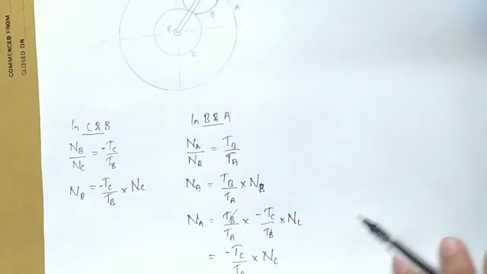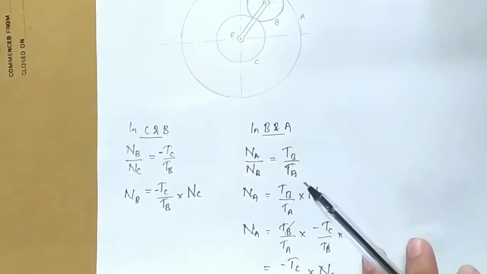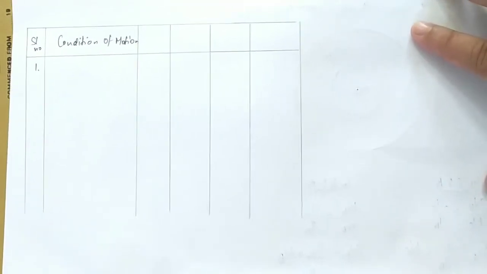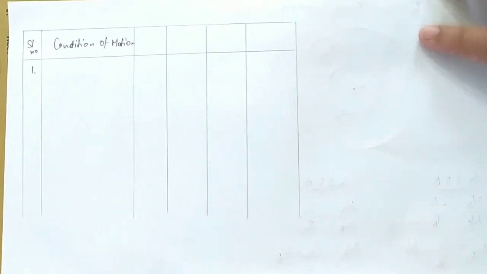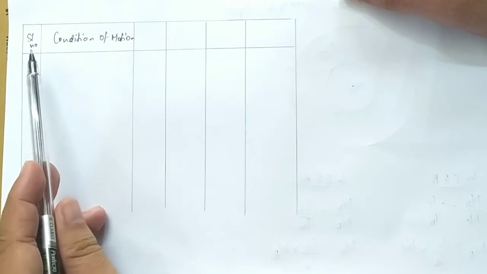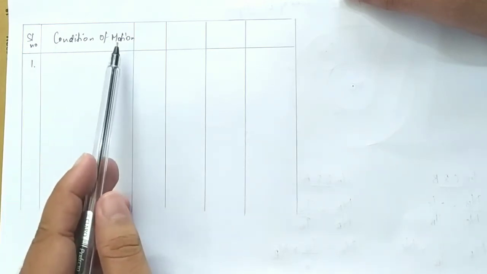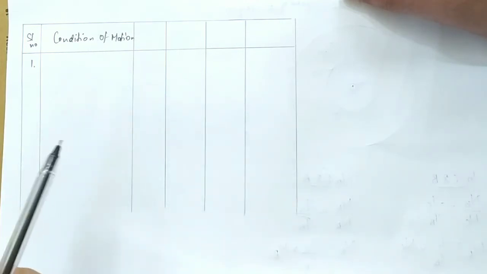So next thing is you have to form a table. Since this is the tabular column method, you have to make some 3 or 4 columns. In the first row you can write serial number, conditions of motion, then you have to show the gears. How we can start is always start with the arm. So here you can see what the arm is. Arm is EF. So start with the arm.